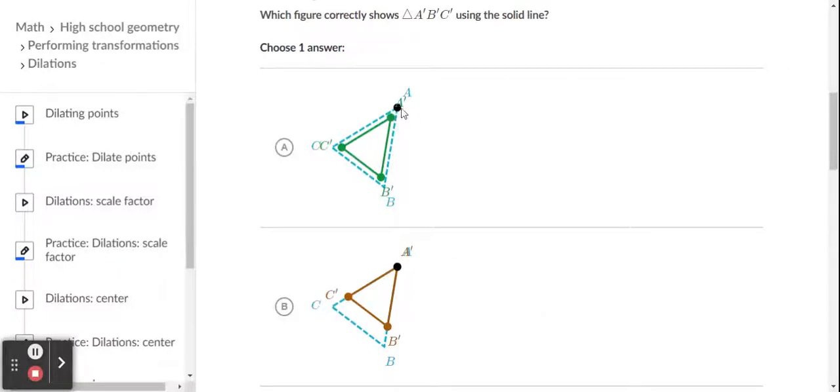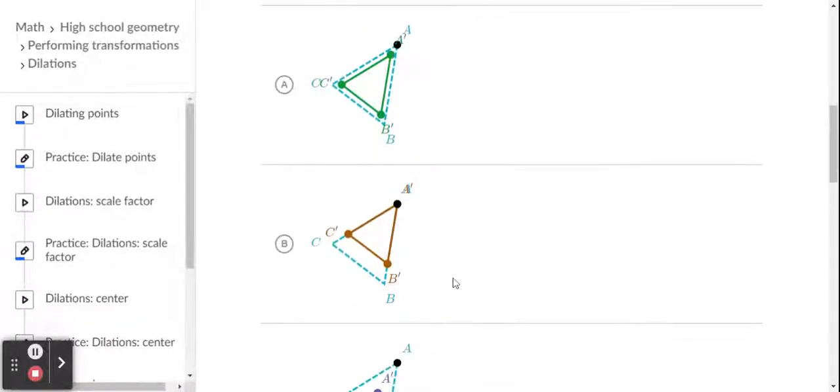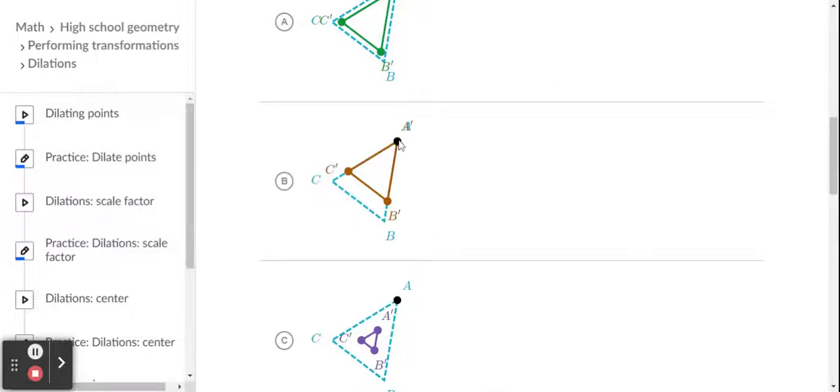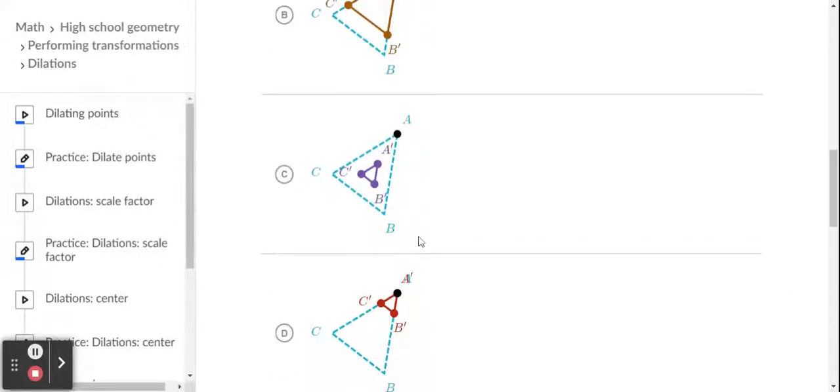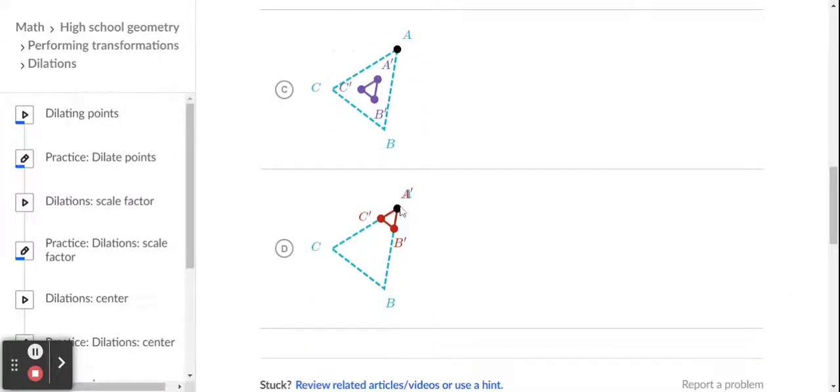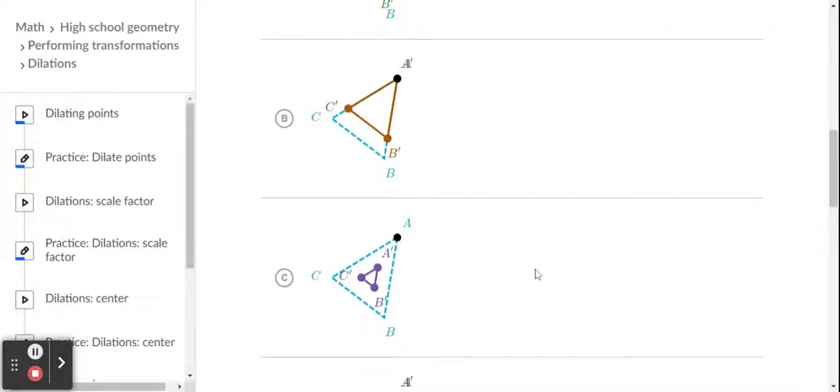See how A here moved? A should not move. A and A prime are in the same spot. That's perfect. Here the A moved, so it's not C. And here the A did not move either. So we can say it's either D or B.